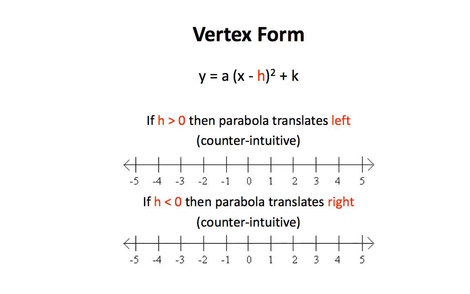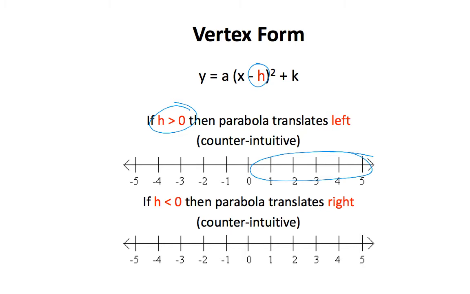At this point, we're going to discuss the significance of the variable h. If h is greater than 0, then the parabola is translated to the left. What exactly does this mean? It means that h has to be greater than 0. In other words, it must be a positive number. This is slightly counterintuitive, as most people would consider going to the right positive.